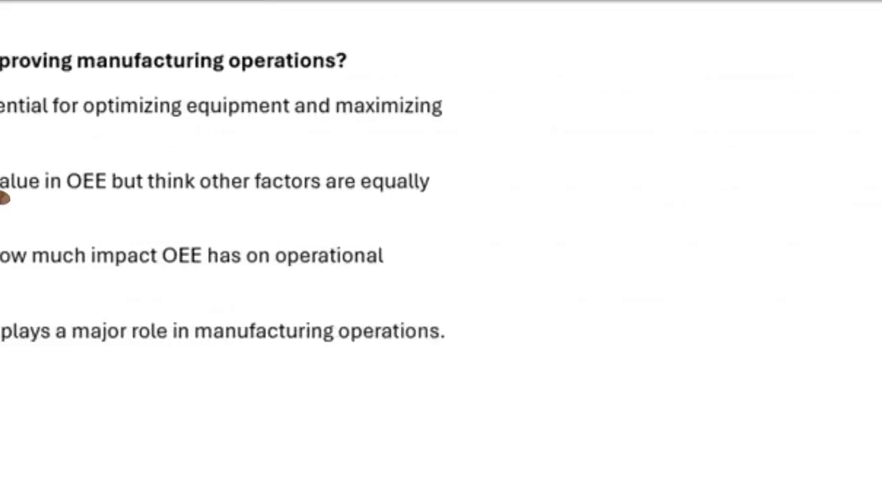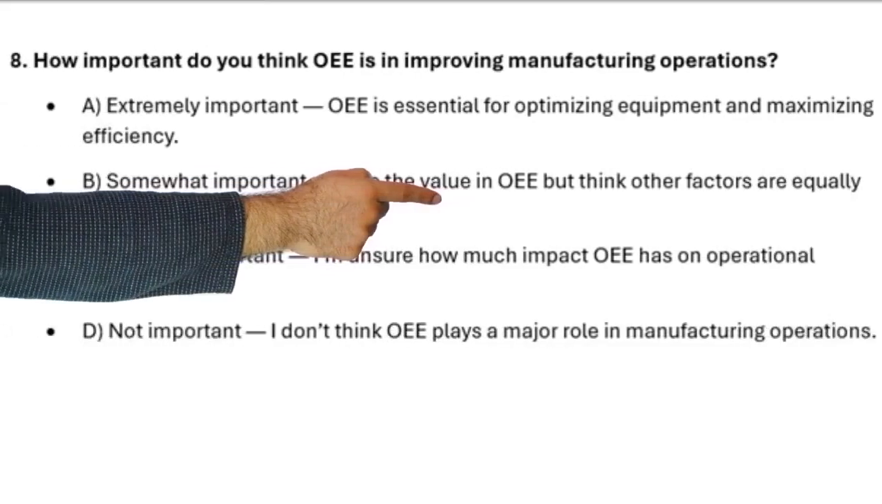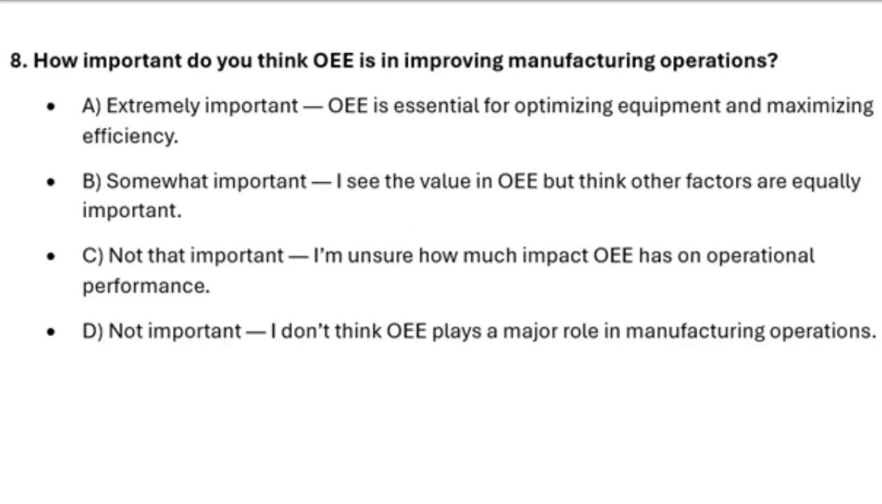How important do you think OEE is in improving manufacturing operations? A. Extremely important. OEE is essential for optimizing equipment and maximizing efficiency. B. Somewhat important. I see the value in OEE but think other factors are equally important. C. Not that important. I'm unsure how much impact OEE has on operational performance. D. Not important. I don't think OEE plays a major role in manufacturing operations.